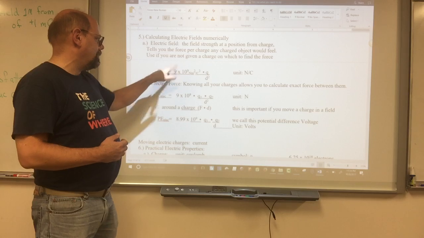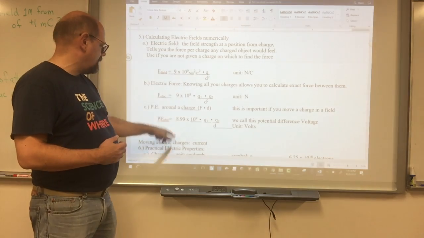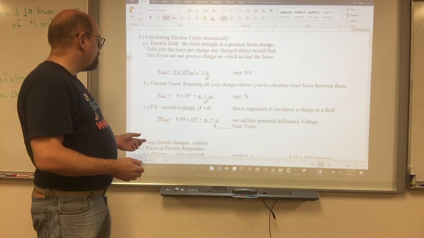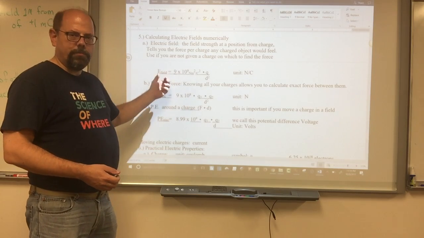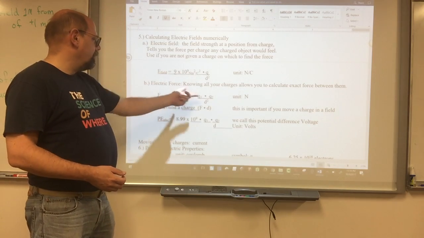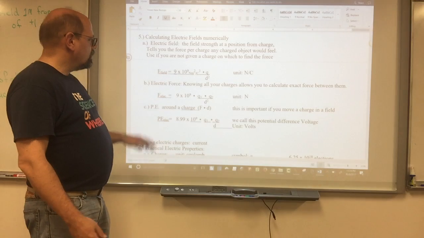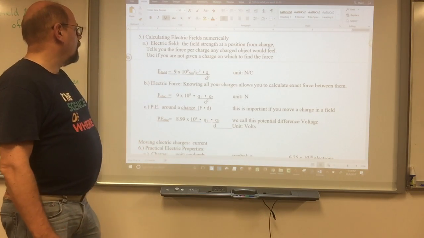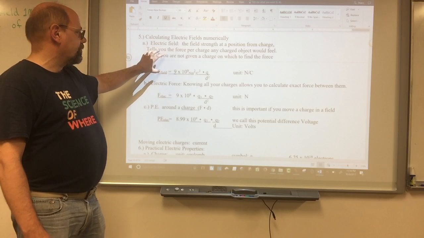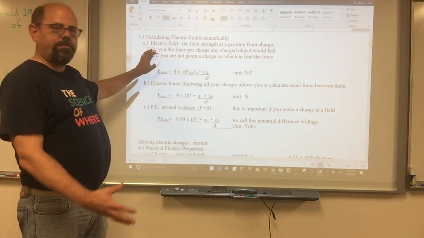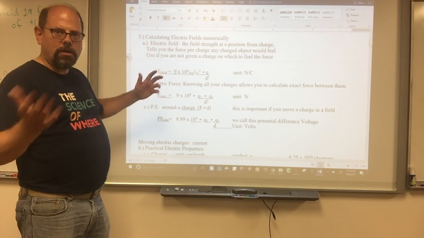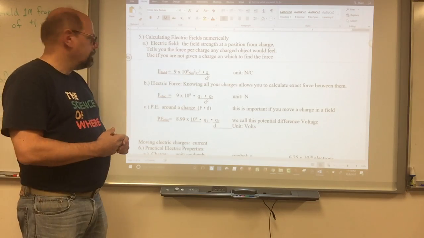You're going to see it's 9 times 10 to the 9th. When you're looking at this, they all have that same term in here. So it's 9 billion, basically, times a charge, and in this next case, it's 9 billion times two charges. So you can see these are very similar. And if you were not given a second charge, you're going to use this first one. Okay, so say, what's the field at 2 meters from a charge? No word about that second charge, so then it's this first equation.